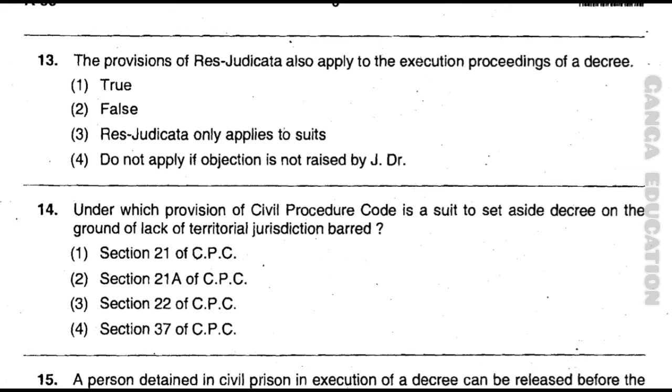Now question number 14. Under which provision of Civil Procedure Code is a suit to set aside a decree on the ground of lack of territorial jurisdiction barred? Option number 1, Section 21 of Civil Procedure Code. Option number 2, Section 21A of Civil Procedure Code. Option number 3, Section 22 of Civil Procedure Code. Option number 4, Section 37 of Civil Procedure Code. And the correct answer is option number 2, that is Section 21A of Civil Procedure Code.